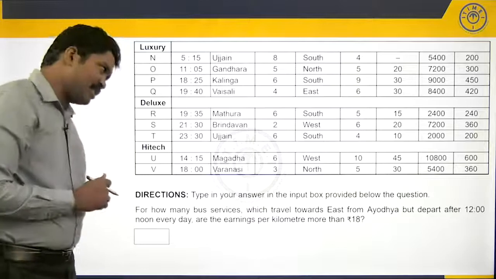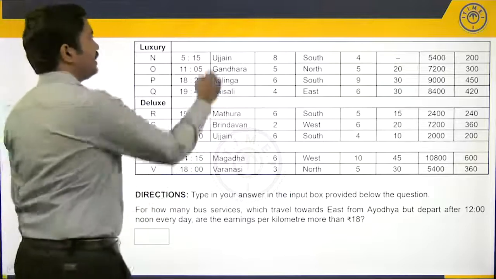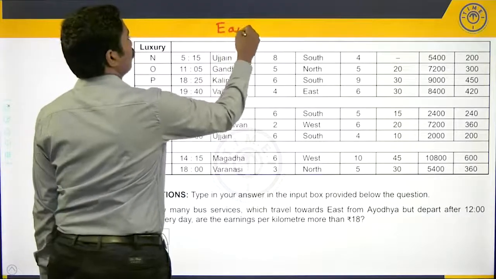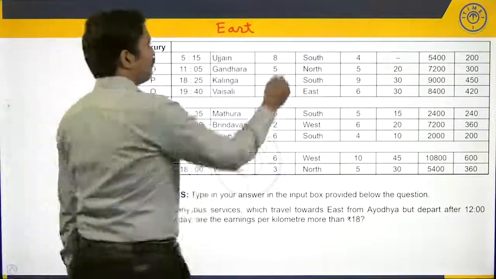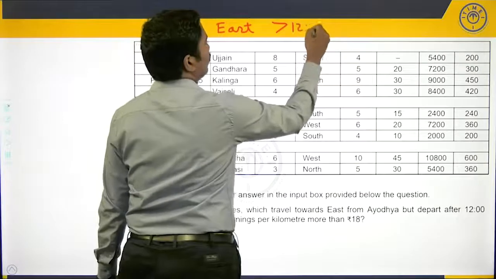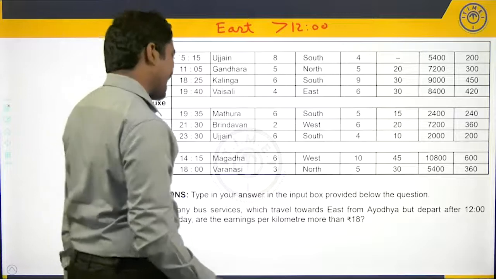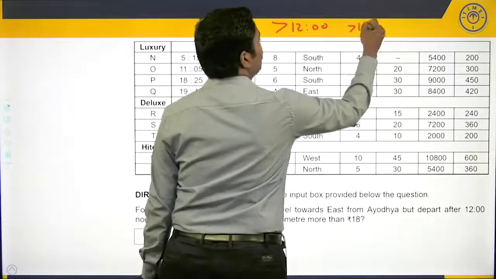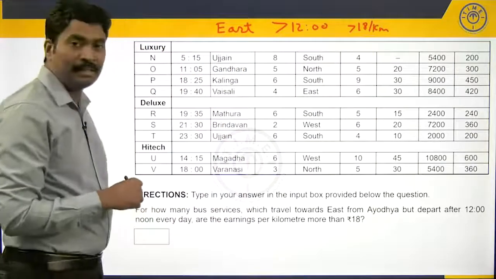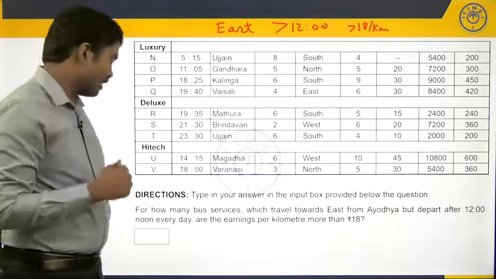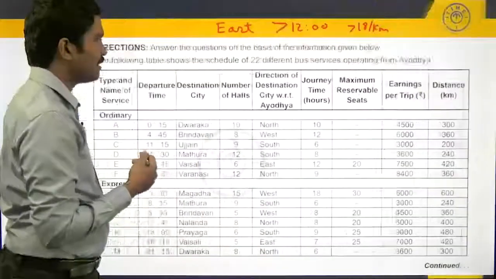For how many bus services which travel towards east from Ayodhya? That's the first condition. They have to travel east from Ayodhya, but they have to depart after 12 noon every day. And the earnings per kilometer must be more than 18 rupees per kilometer. It should satisfy the three conditions. The question is, for how many such buses will these three conditions be satisfied?